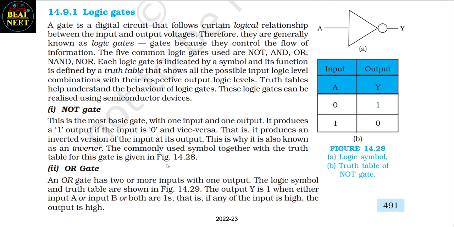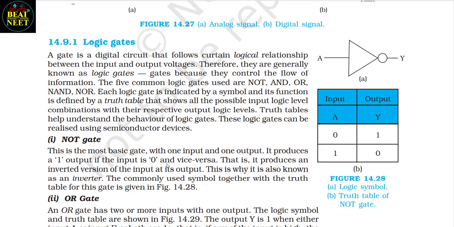14.9.1, logic gates. A gate is a digital circuit that follows certain logical relationship between the input and output voltages. Therefore, they are generally known as logic gates. Gates because they control the flow of information. The 5 common logic gates used are NOT, AND, OR, NAND, NOR. Each logic gate is indicated by a symbol and its function is defined by a truth table that shows all the possible input logic levels combination with their respective output logic levels. Truth tables help understand the behavior of logic gates.